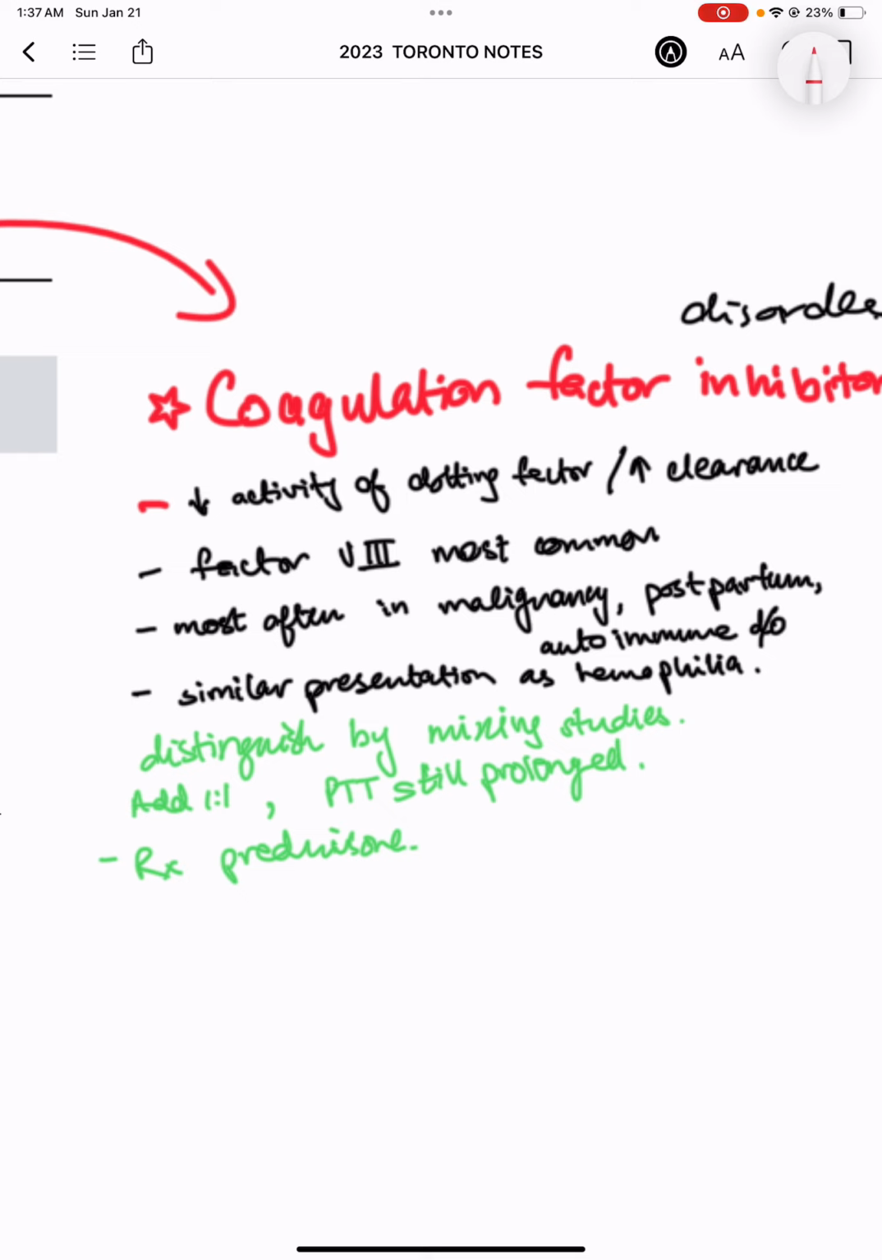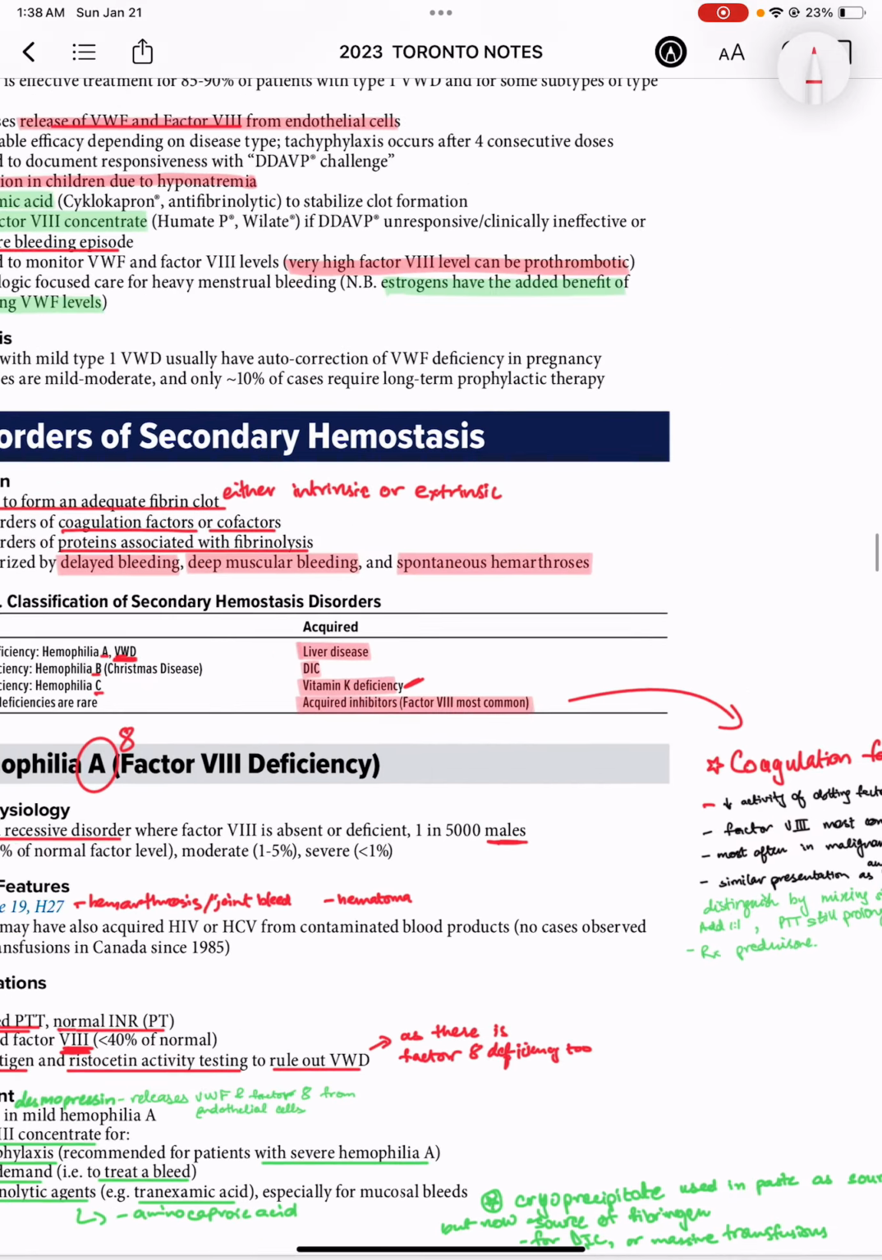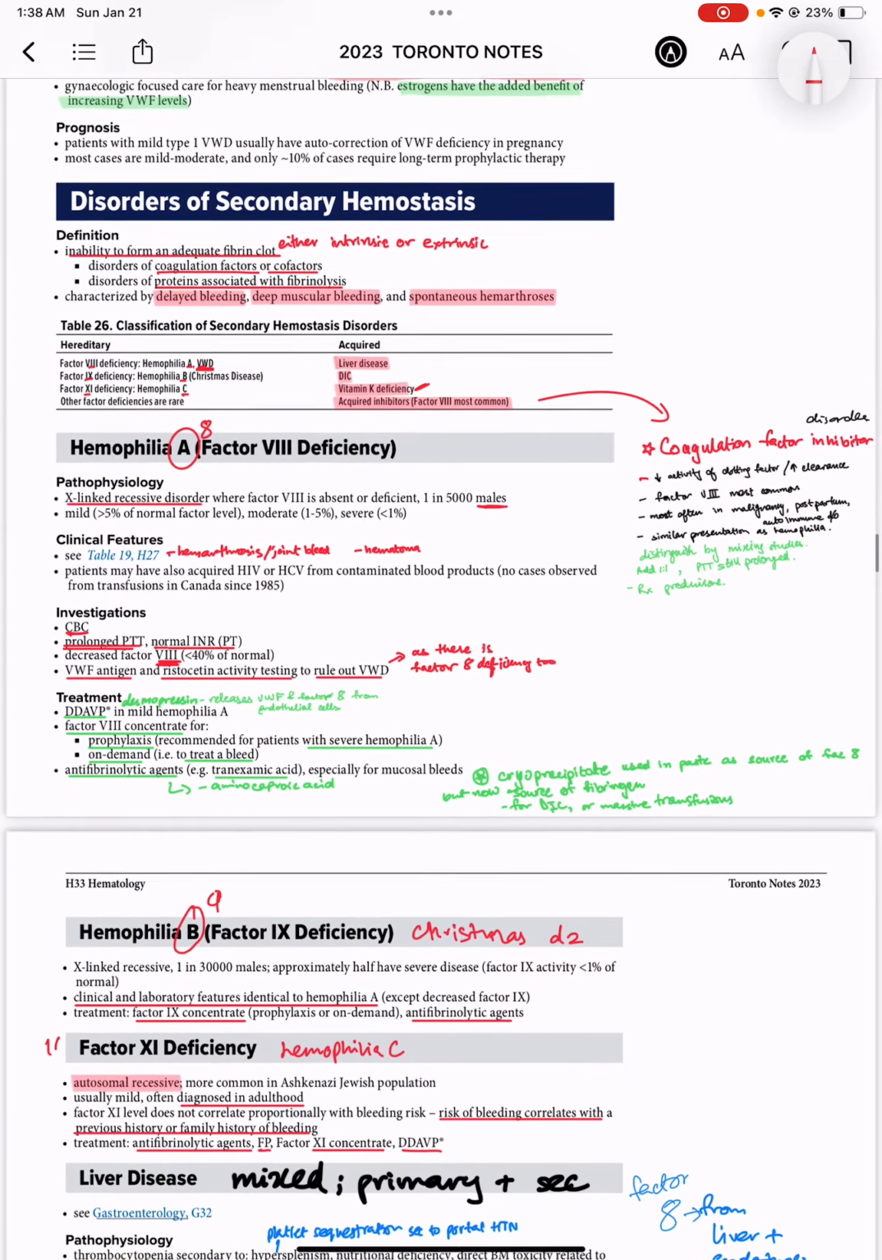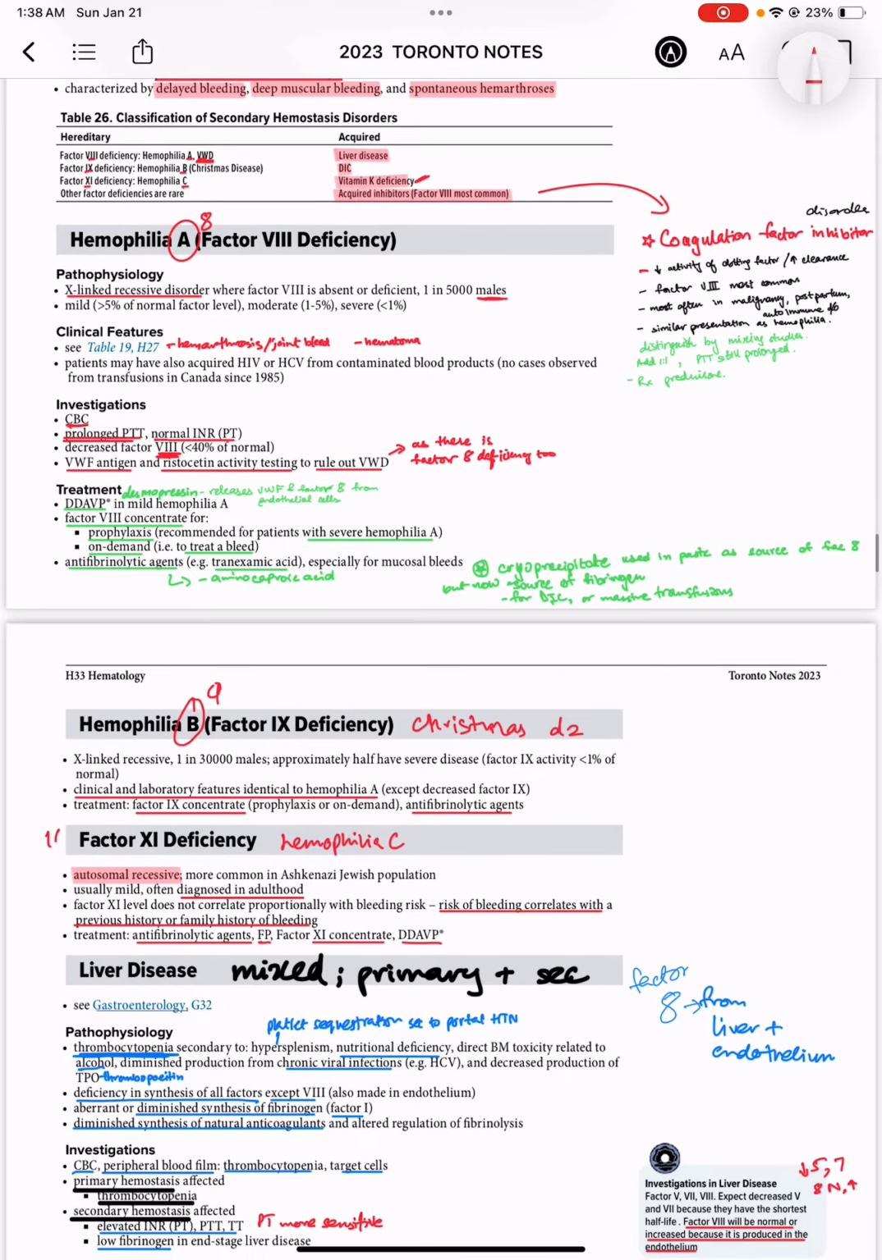But if we take serum from a person who has an inhibitor and add 1:1 normal plasma to it, there would be an introduction of factor 8, but the inhibitor would still be there, right? So the PTT would still be prolonged, or a little less prolonged, but still prolonged. So how would you treat it? We treat coagulation factor inhibitor disease with prednisone.